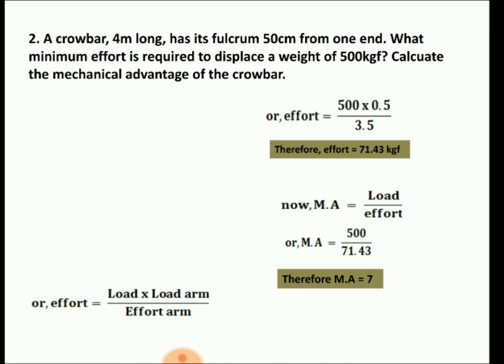A crowbar, again a crowbar, 4 meter long. The length of the crowbar is 4 meter, and it has its fulcrum 50 centimeter from one end. What minimum effort is required to displace a weight of 500 kgf? And the second part is, calculate the mechanical advantage of the crowbar.